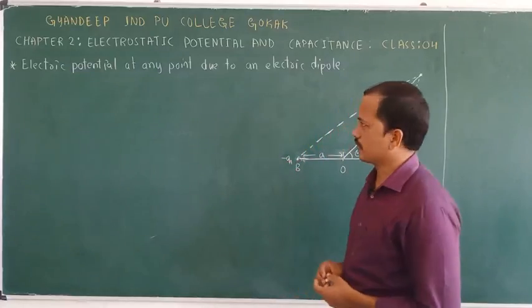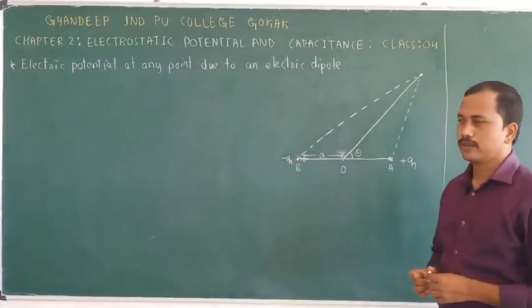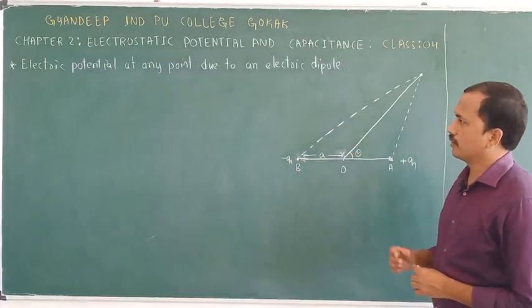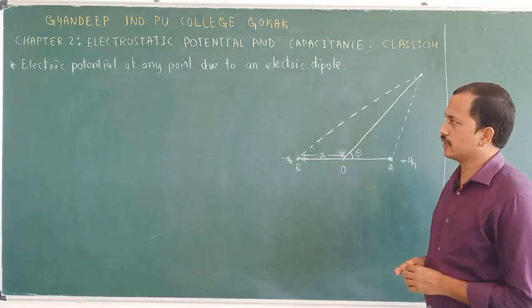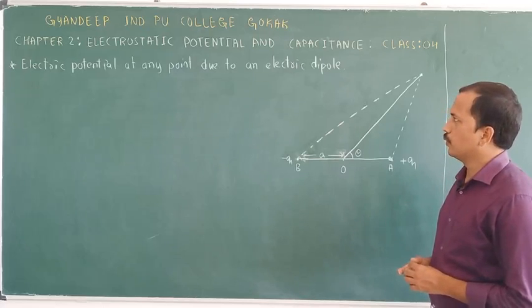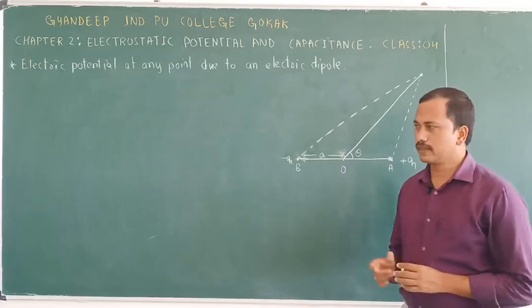Okay, so this is the next class. This is class number 4. The next derivation is the electric potential at any point due to an electric dipole. Okay, this is very important.